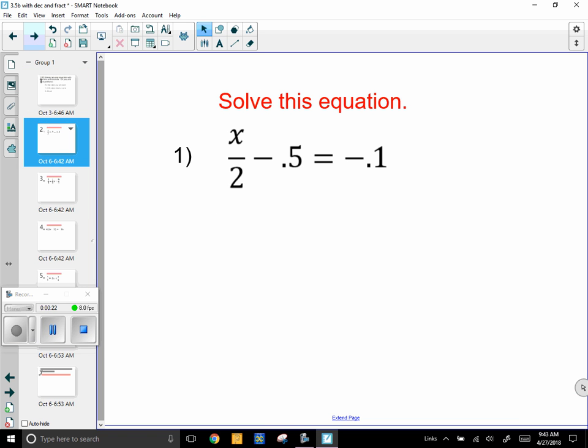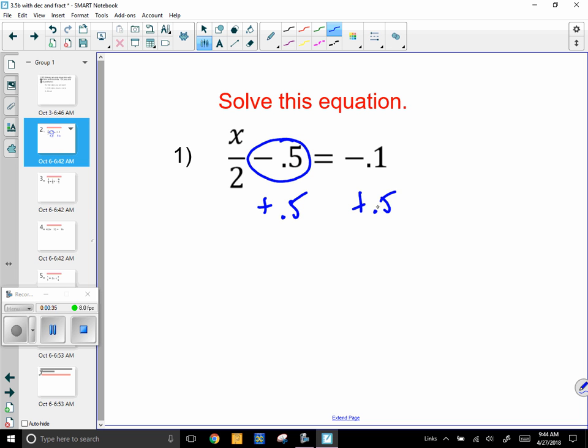So we're going to keep everything in mind from the last video, and we're just going to solve using two steps. So the first step is to get rid of this negative 0.5 by adding 0.5. So I'm going to add 0.5 to both sides, and I'm going to bring down what's left, x over 2. Negative 0.1 and 0.5 added together.